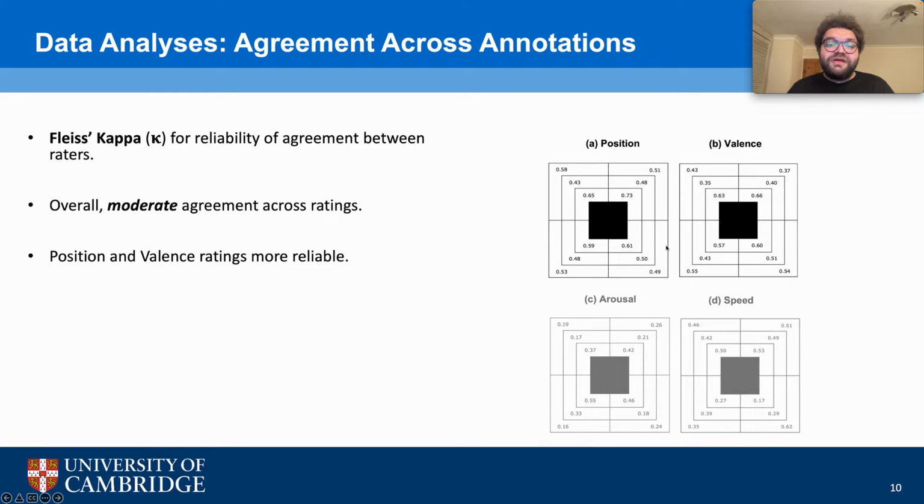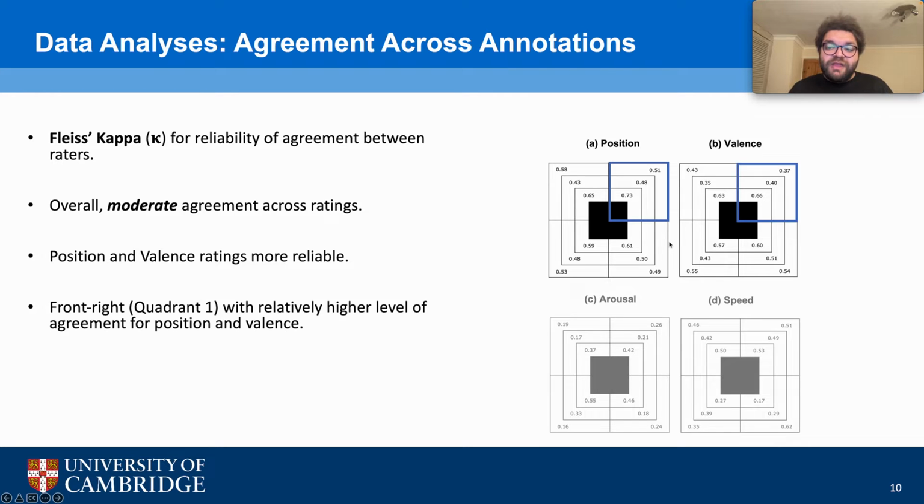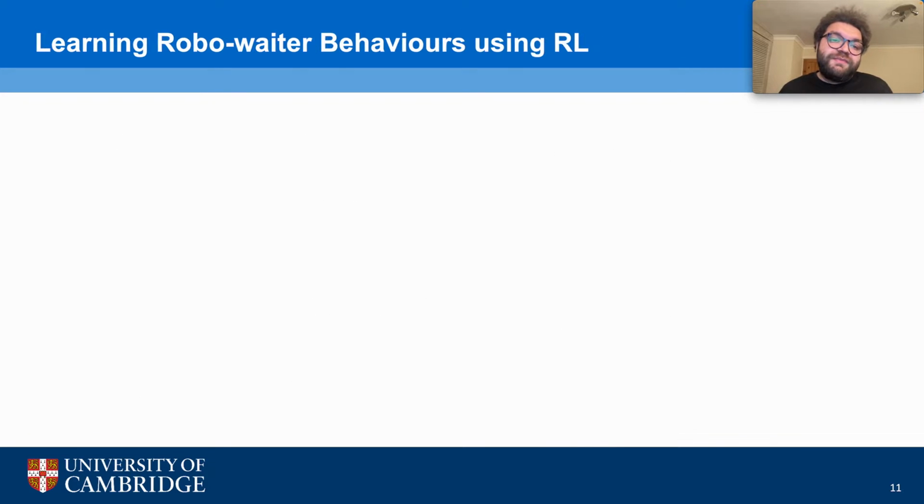Position and valence ratings are more reliable with a higher kappa value compared to arousal and speed ratings. In particular, we see front right or quadrant 1 receive relatively higher kappa values compared to other positions. Yet, this agreement is still at a moderate level, resulting in a lot of scope for allowing robo-waiters to consider person-specific adaptation while modeling interactions with them.